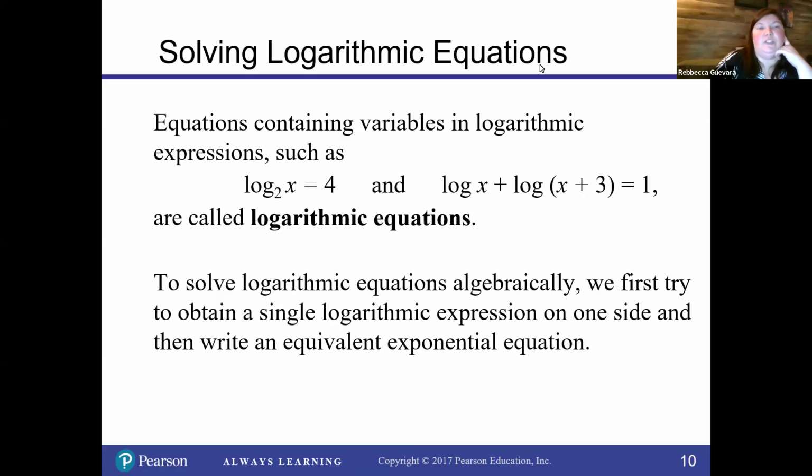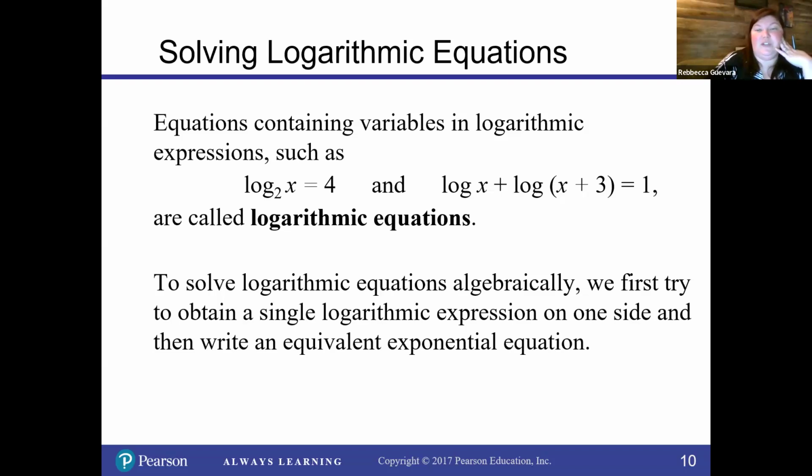Okay, so now we're going to work on solving logarithmic equations. Logarithmic equations are going to be ones such as log base 2 of x equals 4, where we just have our x here in the exponent, or log x plus log x plus 3 equals 1. These are called logarithmic equations.